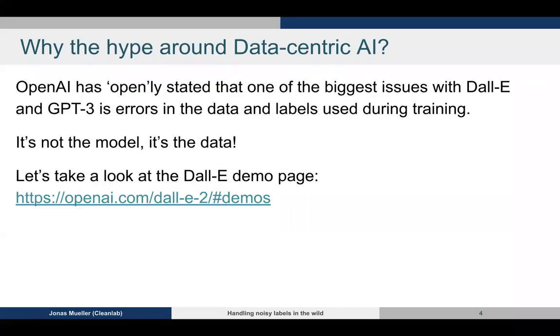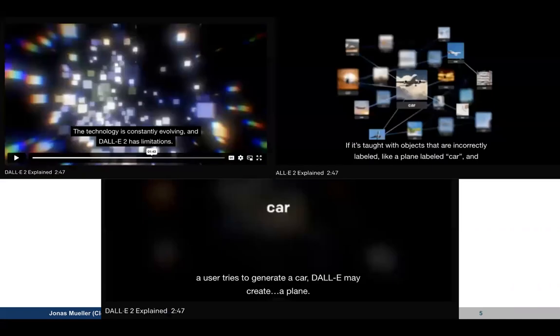And so some of the hype around data-centric AI, one of the common examples that's pretty famous now was this DALL-E demo. I guess now everyone's talking about ChatGPT, but let's pretend we're a couple months ago and think about DALL-E. This was this famous image generation model from OpenAI that could generate images from text.